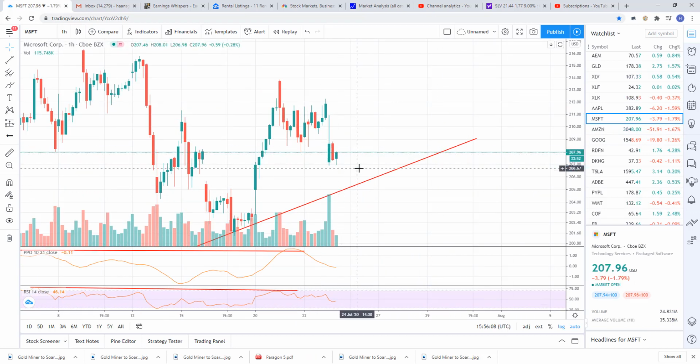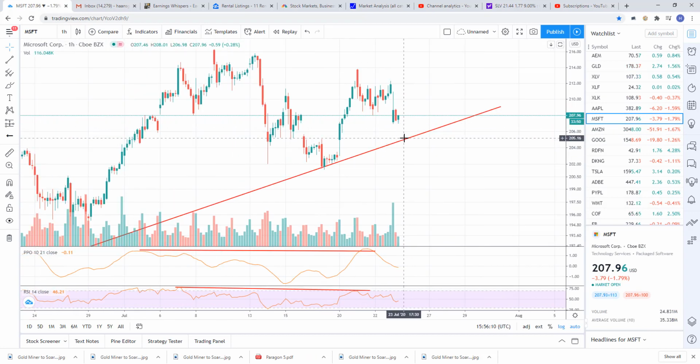Microsoft, yeah, not doing a whole lot. We've got support down here at 205. They've managed to kind of hold it today. Microsoft's still down, but I suspect with Apple looking how it's looking, Microsoft's probably going to roll down and tag this support today at some point. I don't know if it'll break support, but it's probably going to at least run down and tag support. So that puts us down around the 205 area today.